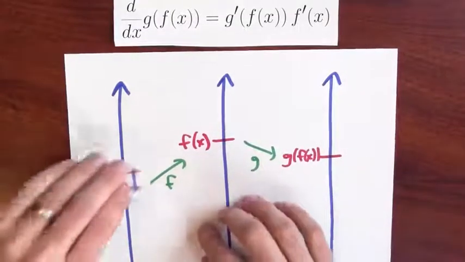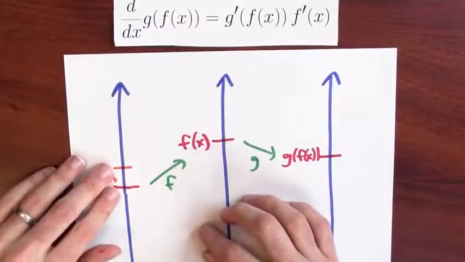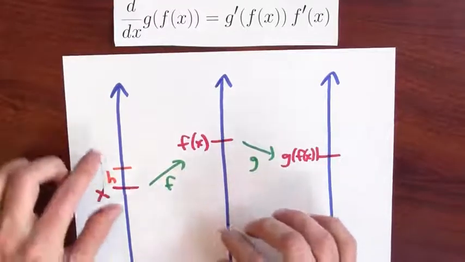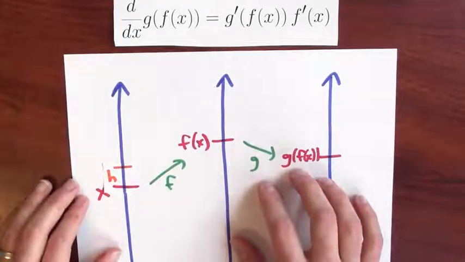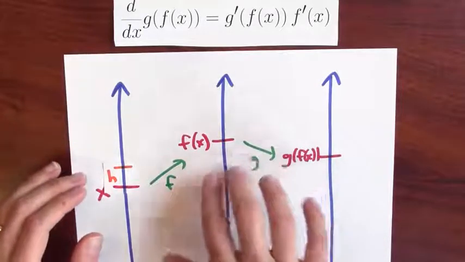So let's imagine that I change x by a small quantity. I'm calling that small quantity h here. h is not a function, it's just some small number, the amount by which I'm wiggling the input. Now, how is the output affected?